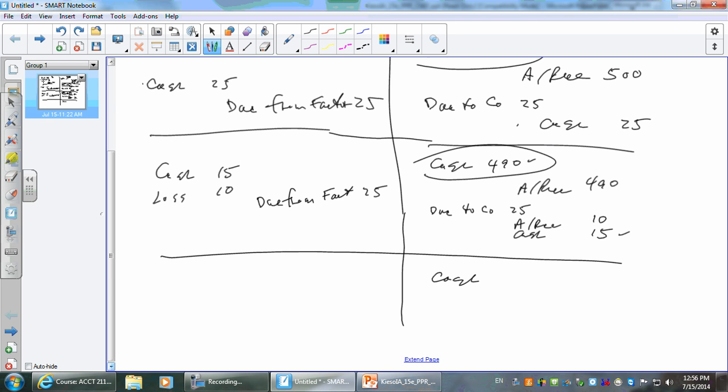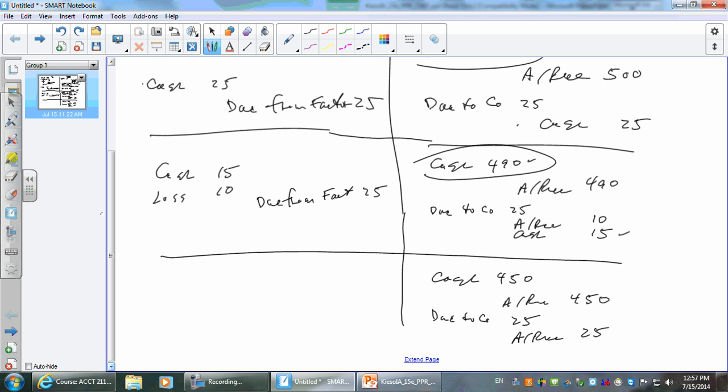Debit cash 450. So this one's a disaster, right? They're not happy. What are they going to do? Debit cash, credit accounts receivable. How much? All 450. Then what are they going to do? They're giving up. Debit due to company. Credit what? I guess. Is that enough?